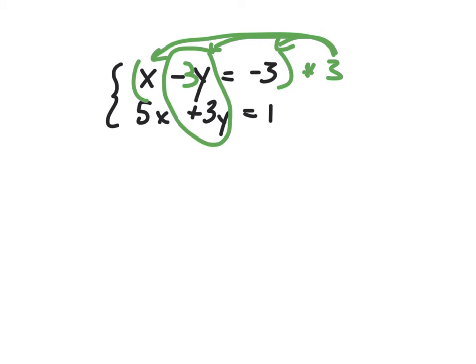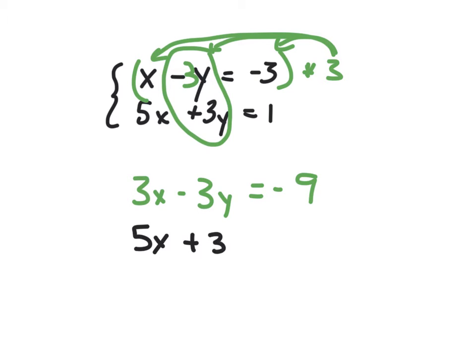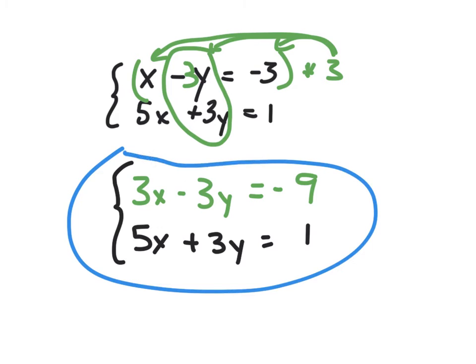So that's going to change this system. The top equation is going to become 3x minus 3y equals negative 9. We didn't do anything to the bottom equation, so I'm just going to rewrite that: 5x plus 3y equals 1. And so what we've created is another system which is equivalent to the original system, but this is going to allow us to use the elimination method, right? Because now we have those opposites on the y terms and we can add straight down and all kinds of good stuff is going to happen. So this is the system that we want to solve because it has the same solution as the original system. So let's go ahead and do that one.